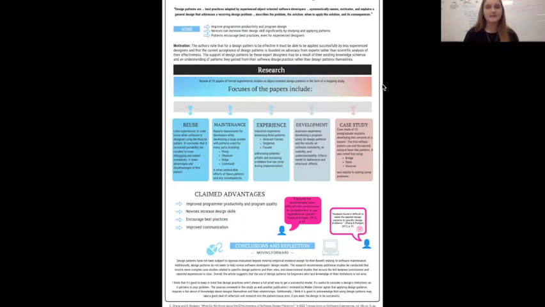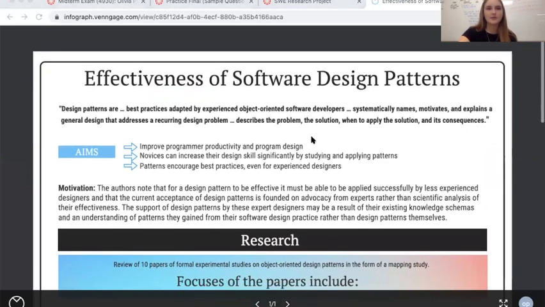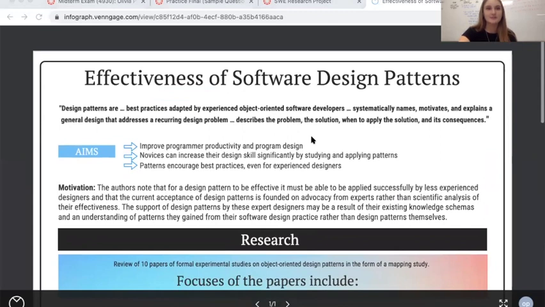Hi, so for this research project, I focused on the effectiveness of software design patterns, mostly based off of an article from IEEE. So to first define what design patterns are, this is a quote from GeeksforGeeks and says that design patterns are the best practices adopted by software developers to address and provide a solution or a template to recurring design problems.